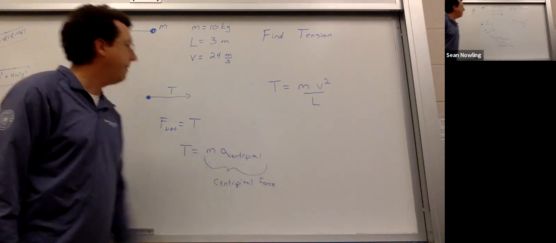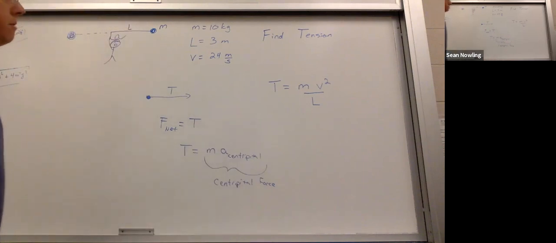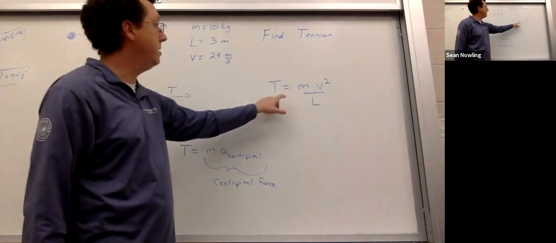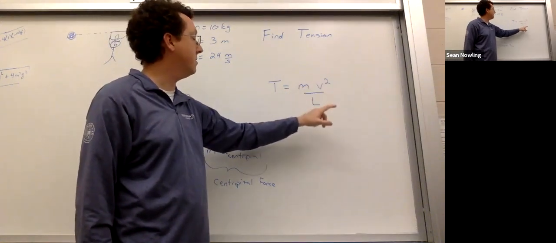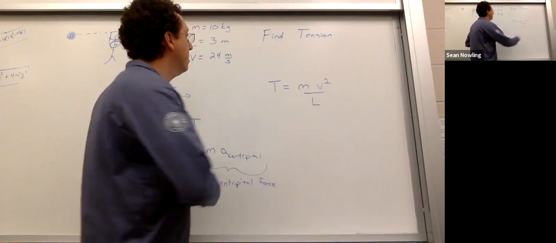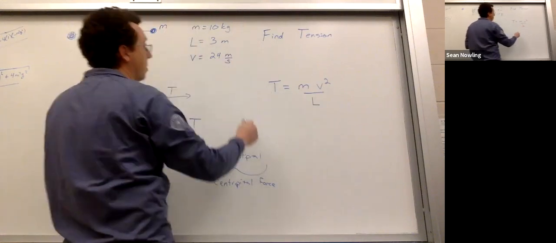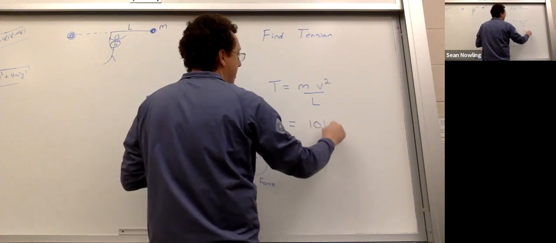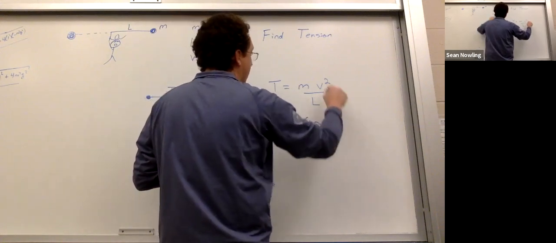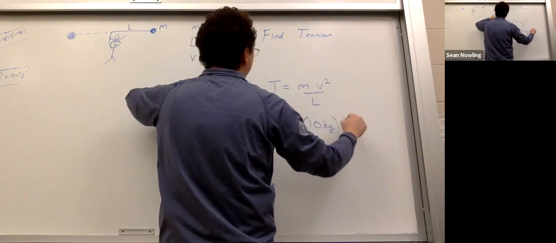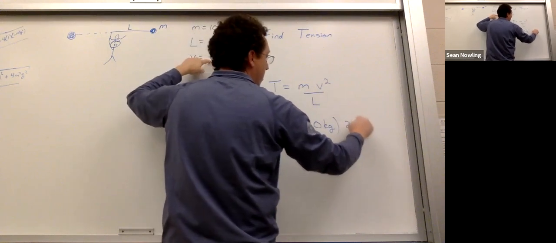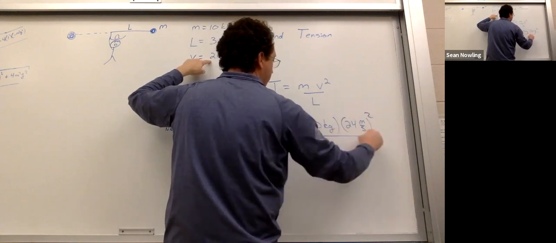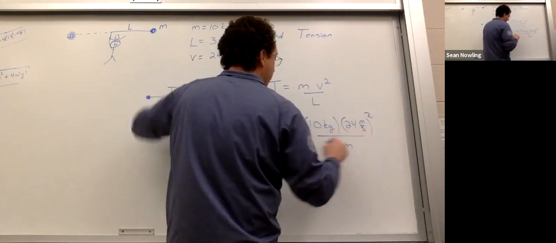Okay, now we're ready to compute some numbers. I have a formula for the tension. It's related to the mass times the speed squared divided by L. And I have numbers for all those quantities, so I simply plug them in. And I get 10 kilograms times 24 meters per second, quantity squared, divided by L, which is 3 meters.